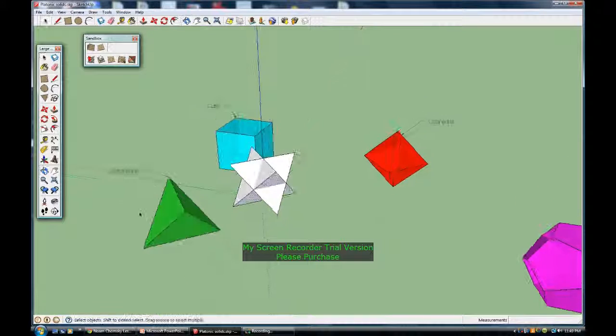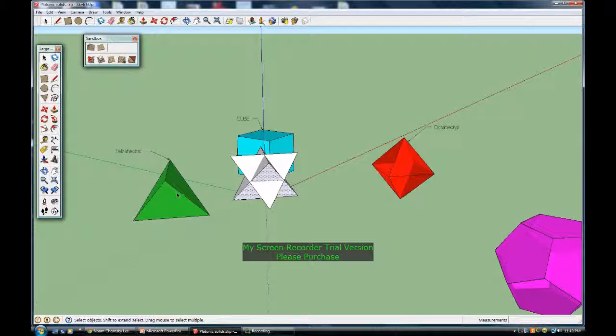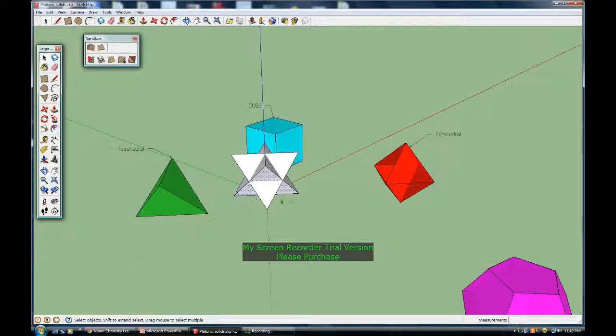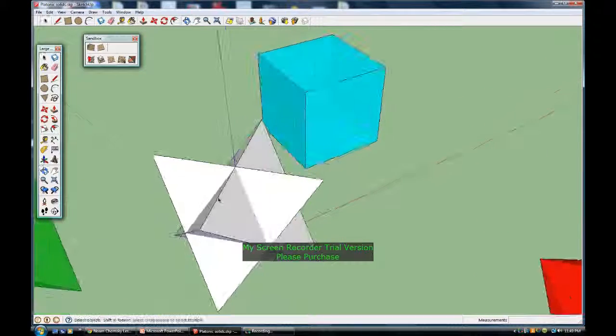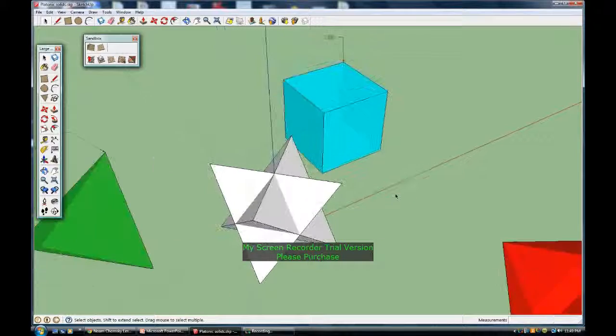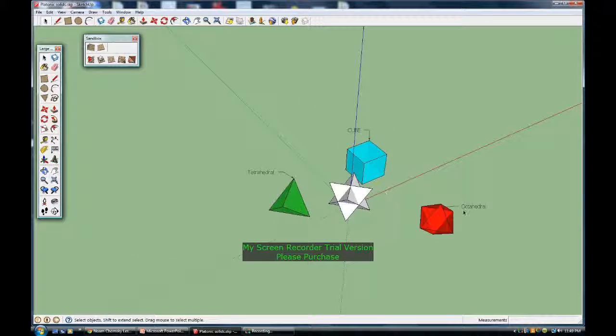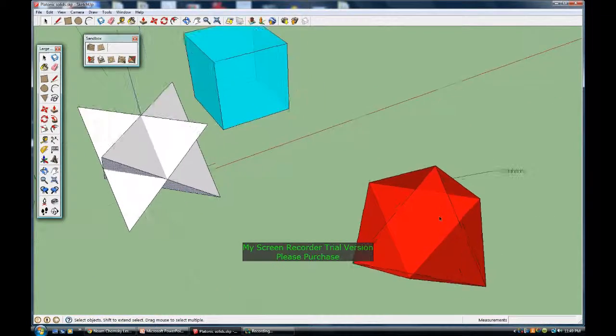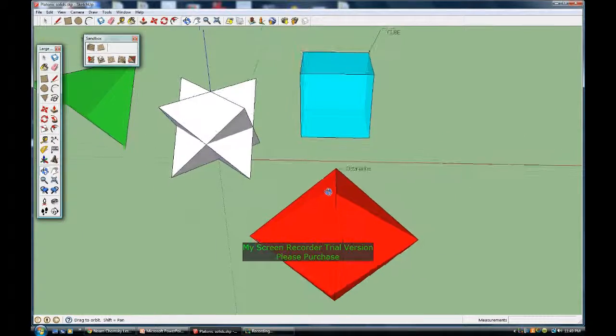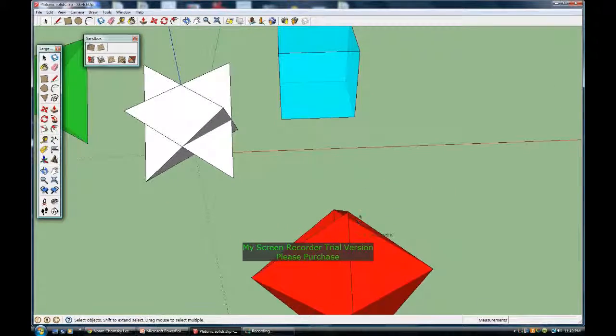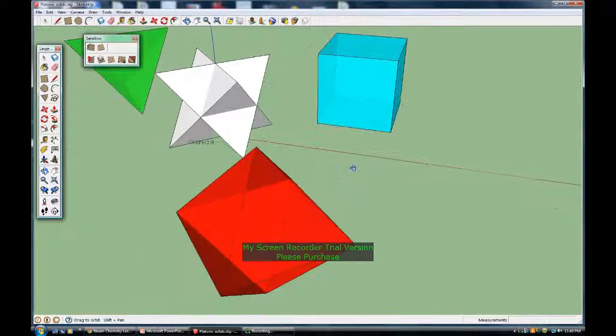This one that has three faces coming together and three edges on each face is a tetrahedral. One that has four edges on each face and three faces and three edges coming together at each vertex is a cube. An octahedral is one which has three edges on each face and four faces coming together at each vertex.